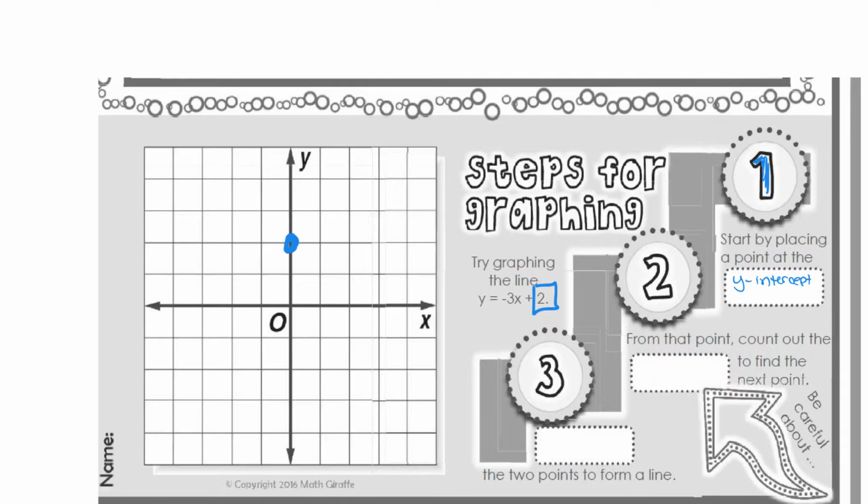Then from that point, count out to find the next point. We're going to use the slope to count out. Be careful about your positive and negative signs with the slope. In this case, our slope is negative 3. So that means to get the negative, we're either rising up and moving to the left, or we're going down and going to the right. So let's start by doing this one. We're going to go down 3 and over 1.